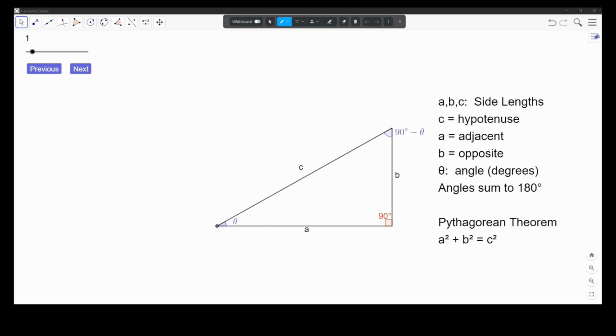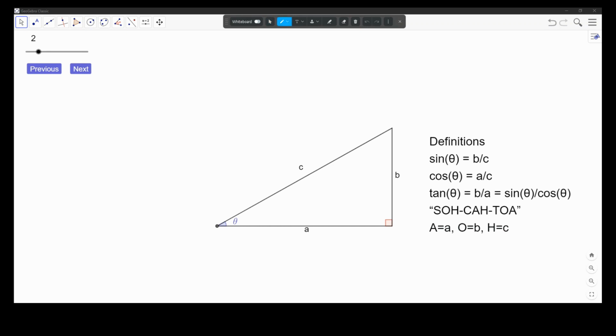Okay, and then one of the underlying theorems that governs trigonometry is the Pythagorean theorem, which simply states that if I have a right triangle, then if I square the lengths of the two shorter sides and sum them together, I will get the square of the longest side.